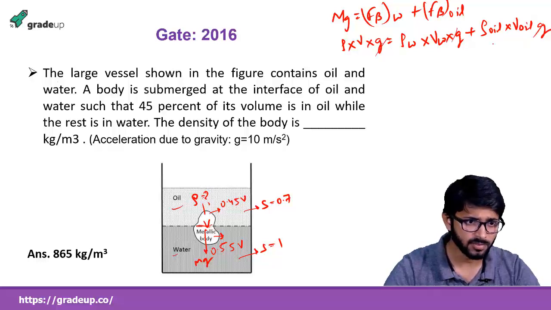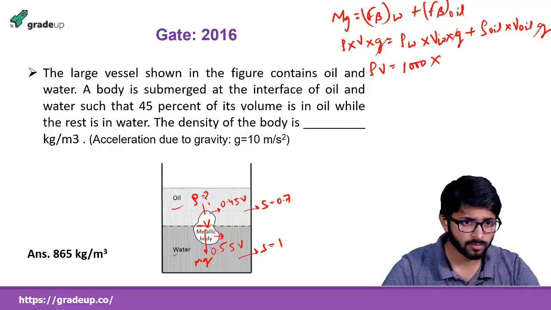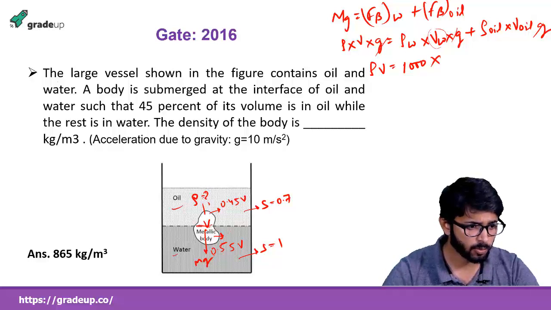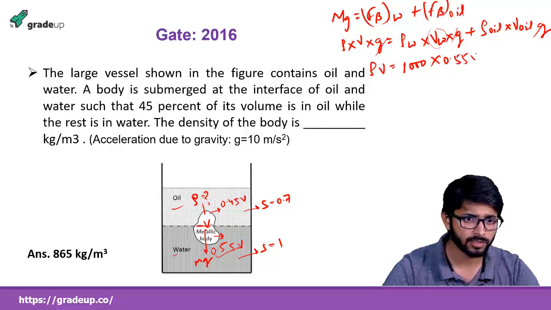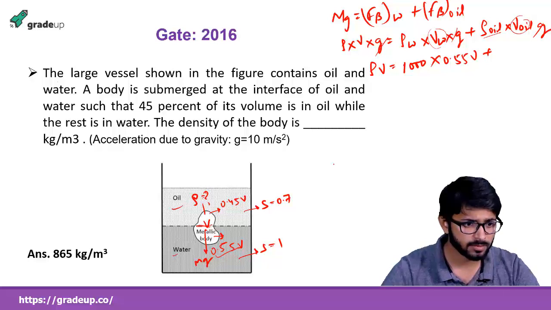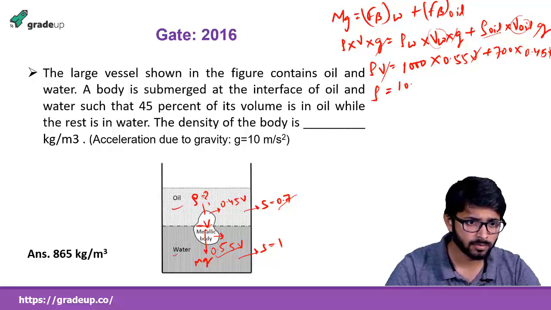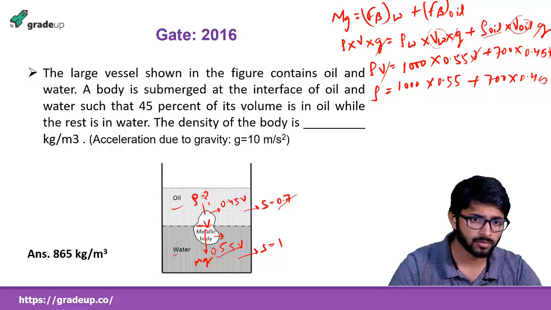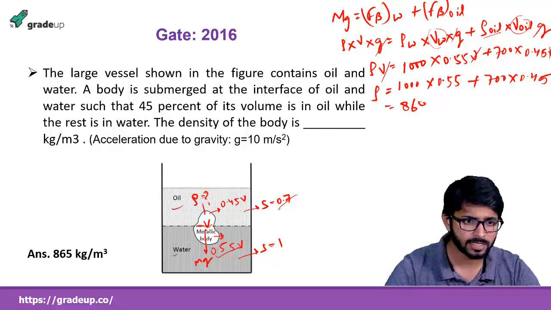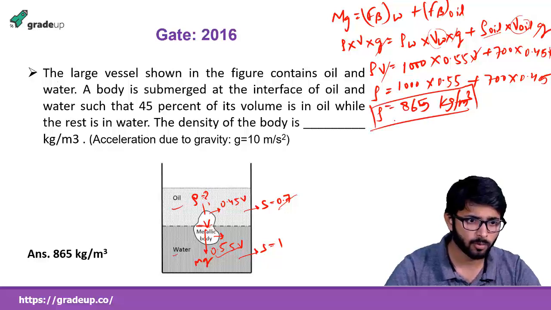Cancel out the g in every term. So it will become rho V equals the density of water, which is 1000, times the volume of water displaced, 0.55 V, plus the density of oil, whose specific gravity is 0.7 so the density will be 700, times the volume of oil displaced, 0.45 V. Now cancel out the V from each side, so it will become 1000 into 0.55 plus 700 into 0.45. So it comes out to be 865 kg per meter cube. So this is the density of the body.